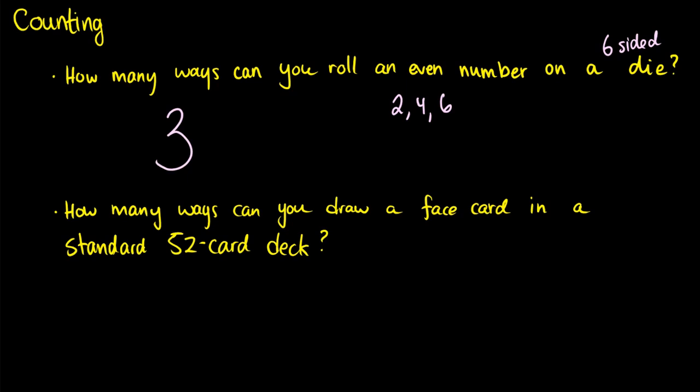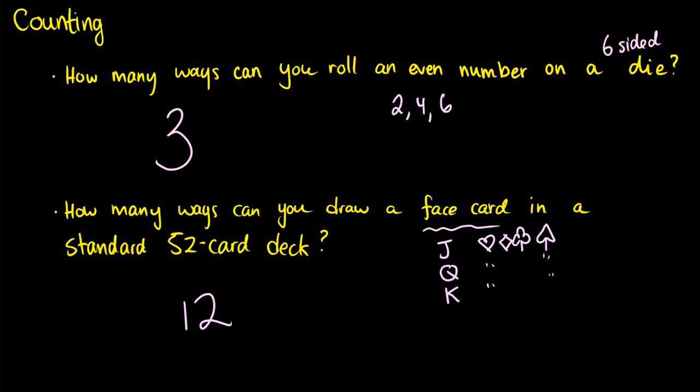Okay, easy question. How many ways can you draw a face card in a standard 52 card deck? Well, what is a face card? A face card is any of the Jack, Queen, or King. And of course, for each of these Jack, Queen, and King, we have four different suits. We have hearts, diamonds, clubs, and spades, all of which I am not good at drawing. So in total, we have 12 different ways that we can draw a face card from a standard 52 card deck. There's 4 jacks, 4 queens, and 4 kings.